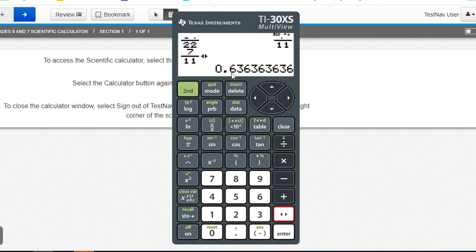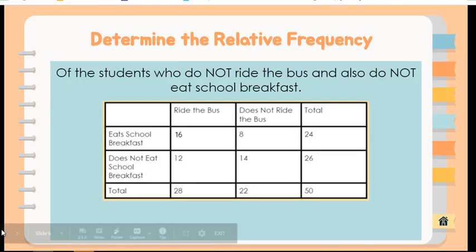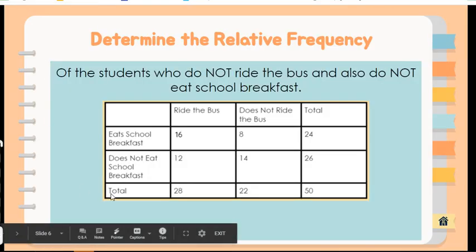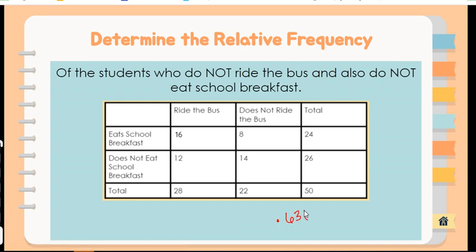Give me my decimal form, 63, 63 repeating. So decimal 636. All right, let me write that. Decimal 636, well, the 63 was repeating over and over again. And this was 14 out of 22. Just want to make sure I write my fraction. So this is what you should be writing in your notes.